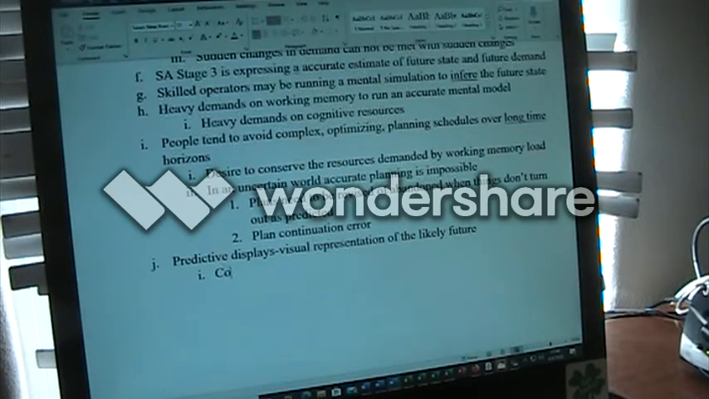Right, this can be a computer-based planning aid, which can either recommend plans or allow fast time simulation.